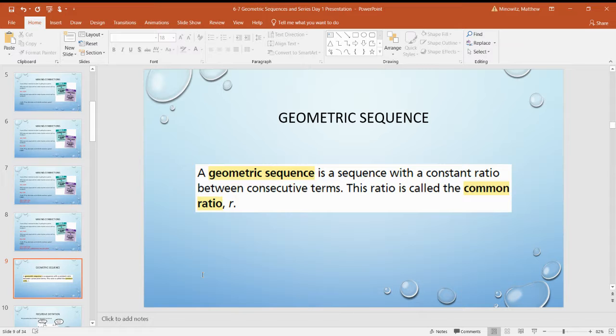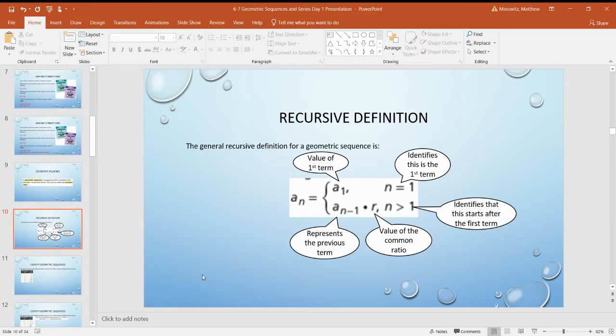So we're going to start with an idea called a recursive formula. A recursive formula is very useful, especially in computer programming, where we take a term, do something to that term, and get the next term. And then we repeat the process over and over again.